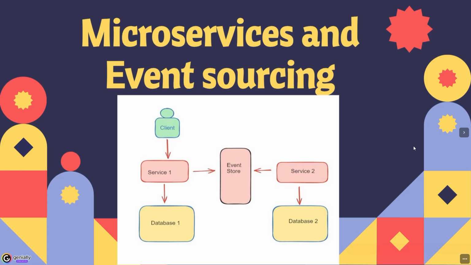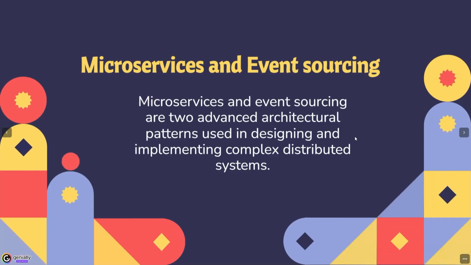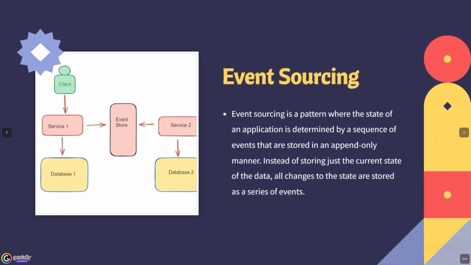In this video we are going to learn the relationship between microservices and event sourcing. Microservices and event sourcing are two advanced architectural patterns used in designing and implementing complex distributed systems. Event sourcing is a pattern where the state of an application is determined by a sequence of events that are stored in an append-only manner. Instead of storing just the current state of the data, all changes to the state are stored as a series of events.